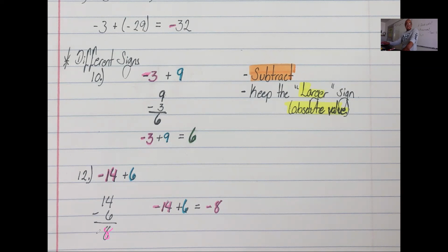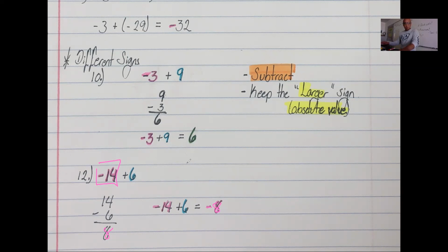But is it going to be positive or negative 8? Well, notice how we have more negatives. So my answer is going to be negative. My answer is -8. Yes, if you were to use counters, it would take a lot longer, but you would get the same answer if you were to use the number line.